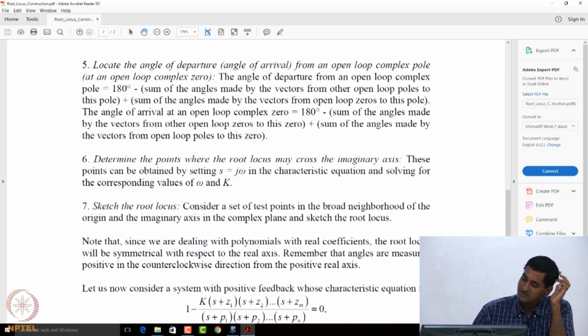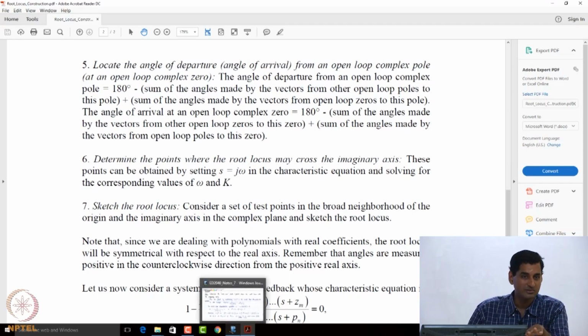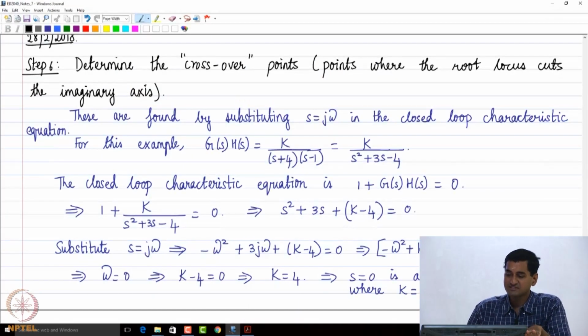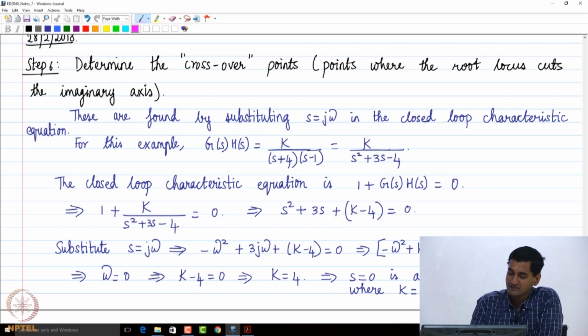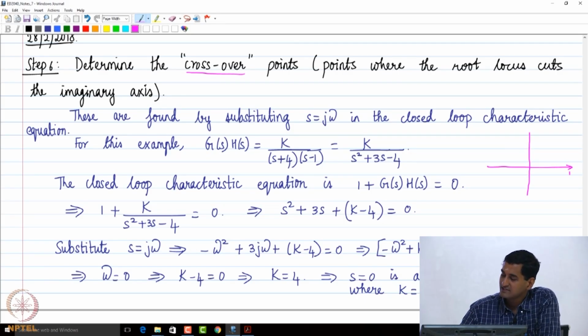Step 6 is what we are going to look at today, and then we will complete the root locus construction. So what is step 6? Step 6 is to determine the crossover points. What are these crossover points? Crossover points are nothing but points where the root locus cuts the imaginary axis. Imagine that in the S-plane we want to figure out where the root locus cuts the imaginary axis. And why are these called crossover points?